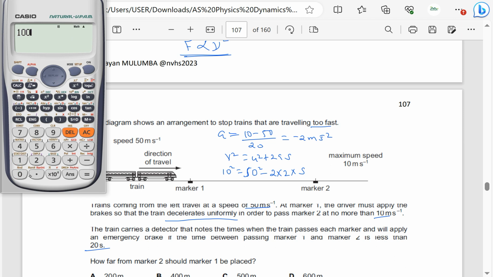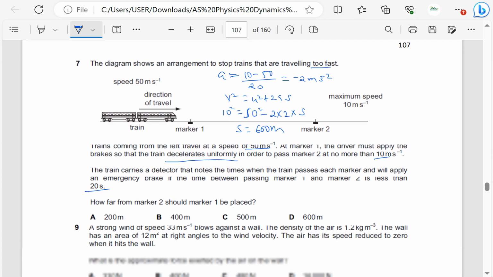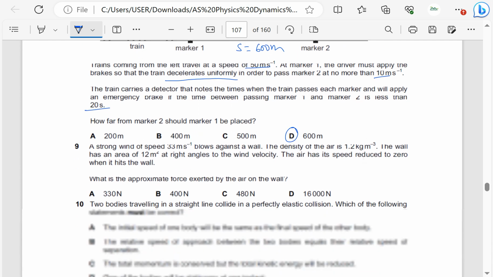So 100 minus 50 squared, divided by negative 4. So I'm getting s as 600. So the distance s should be 600 meters. So they should be 600 meters apart. So the answer is D.